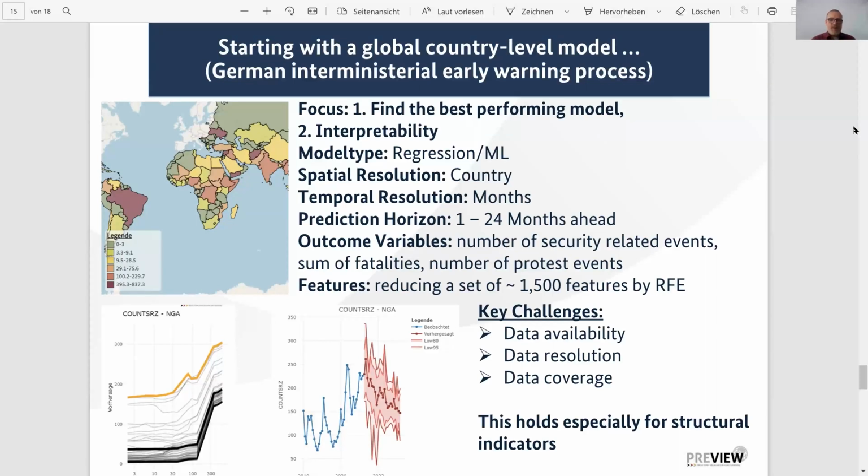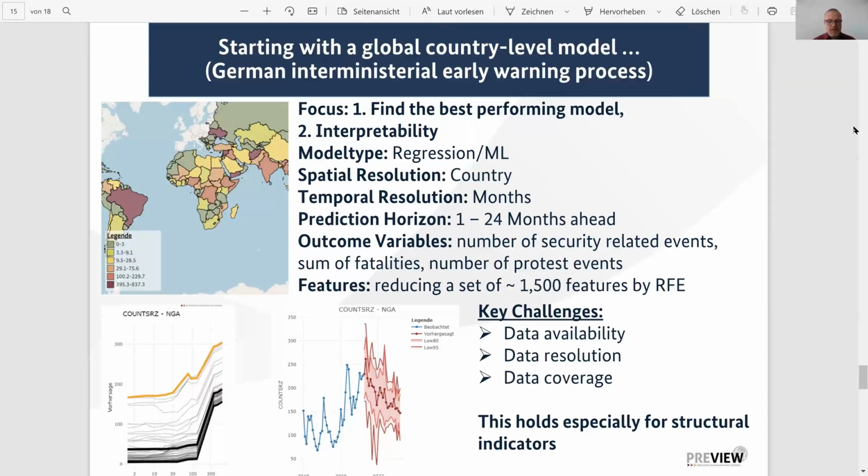And as Kathrin and Nicole already mentioned, the most challenging problem we also have in the modeling section is the data availability. But let me give you first a short glance at our global modeling approach. The focus is here absolutely to find the best performing model. So we try to minimize an estimation error, and not so much the interpretability of this model, which is the second priority.